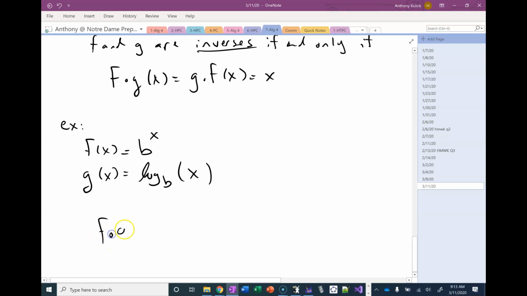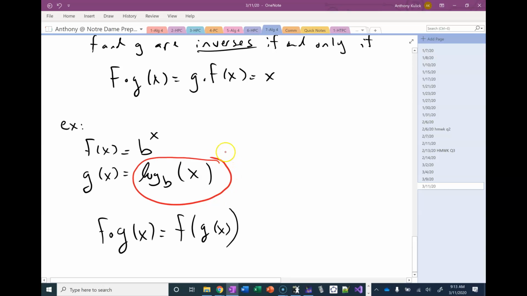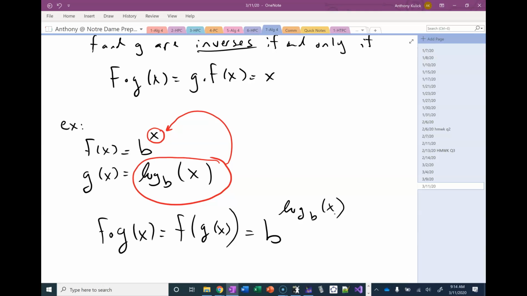So let's check to see if these two are inverses. So remember, f compose g is the same thing as f of g of x. What I'm going to do is take my expression for g of x and plug it into my function for f of x. Everybody okay there?